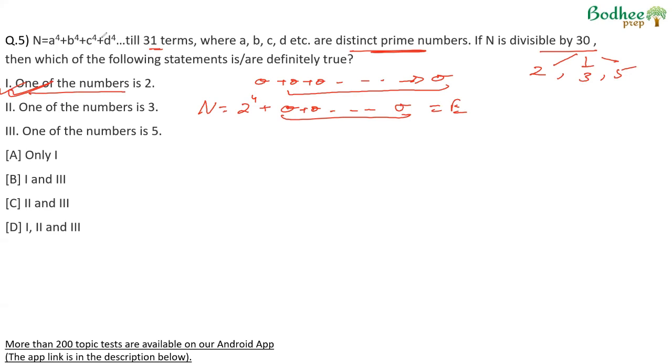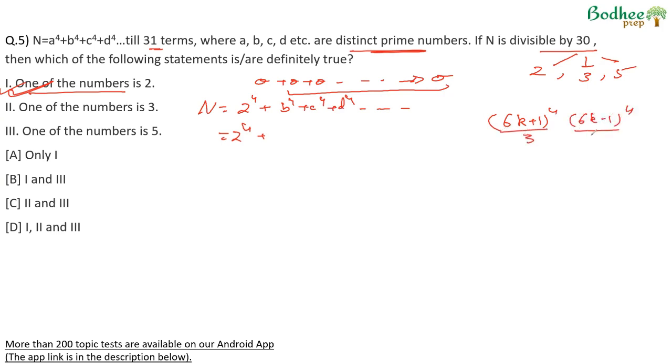So N is of the form 2 raised to power 4 plus b raised to power 4 plus c raised to power 4 and so on. One of the numbers is 3. Is one of the numbers 3? Suppose one of the numbers is not 3. All other prime numbers will be of the form 6k plus 1 or 6k minus 1. When these are divided by 3, in both cases the remainder will be 1. 6k plus 1 raised to power 4 divided by 3 will give us a remainder of 1. 6k minus 1 will also give us a remainder of minus 1 raised to power 4, which is 1.